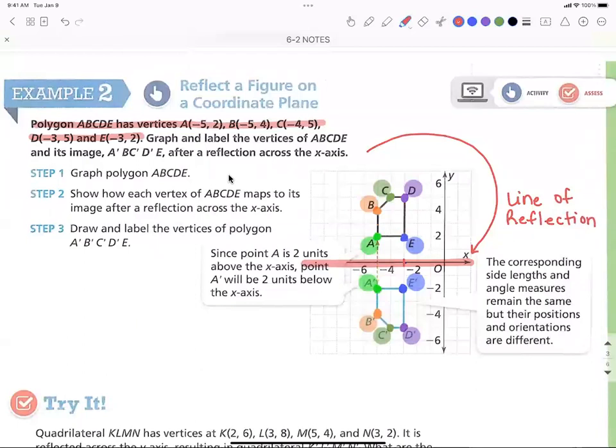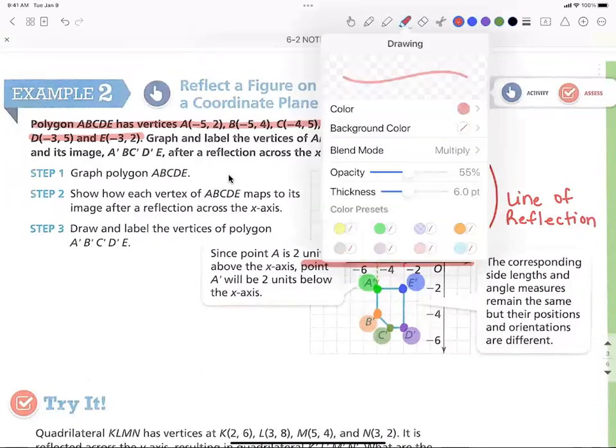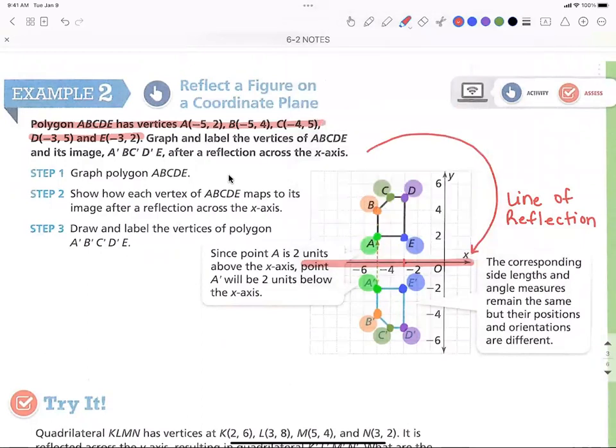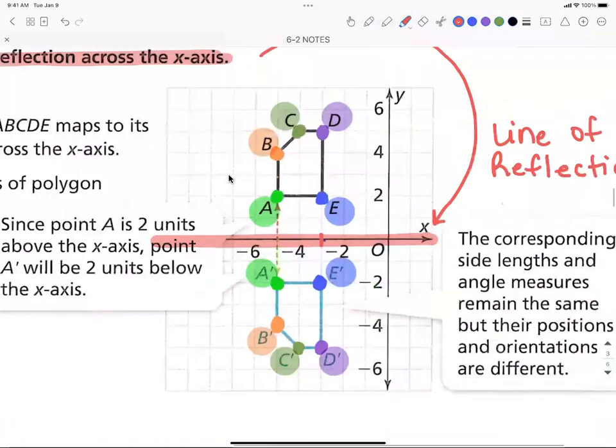And here's what you've got to do. Before you can even begin to do this, you have to hunt for the sentence of what you're reflecting over. In this case, you're reflecting across the x-axis. So before I do anything, I'm going to go to my graph and I'm going to highlight the x-axis because that's my line of reflection.